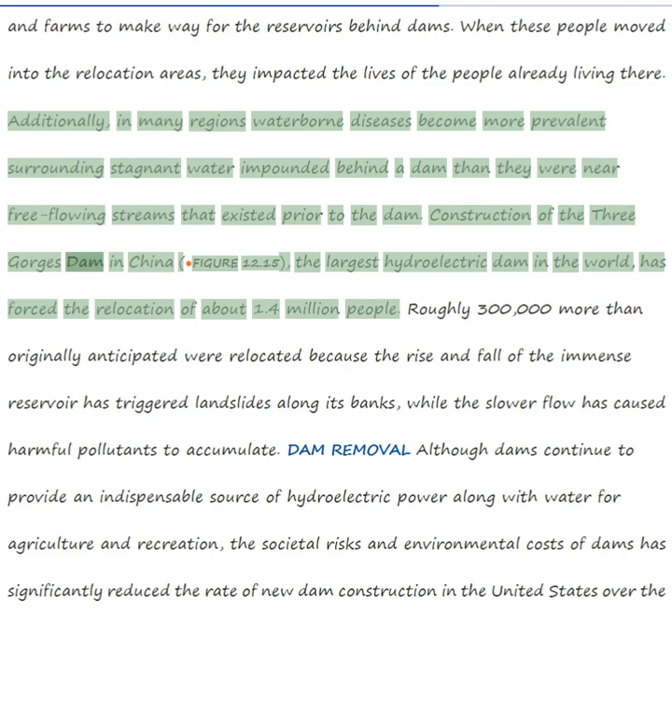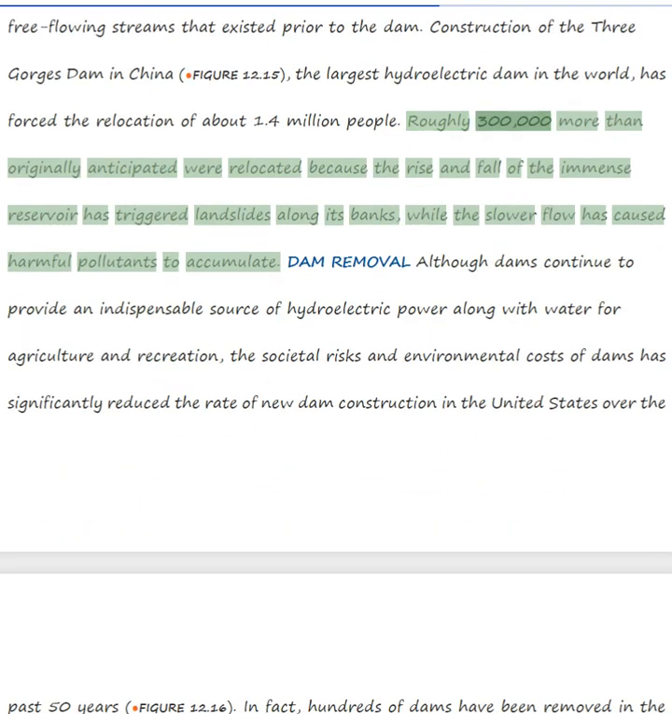Construction of the Three Gorges Dam in China, the largest hydroelectric dam in the world, has forced the relocation of about 1.4 million people. Roughly 300,000 more than originally anticipated were relocated because the rise and fall of the immense reservoir has triggered landslides along its banks, while the slower flow has caused harmful pollutants to accumulate.